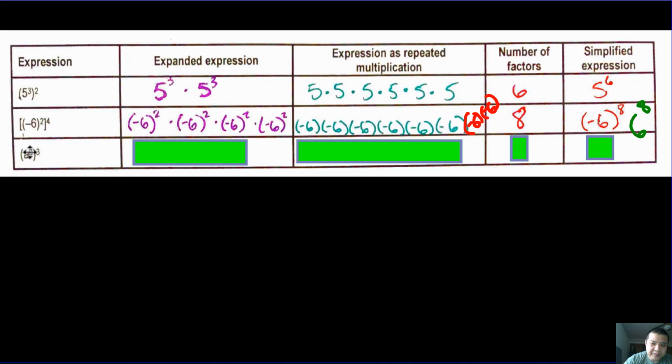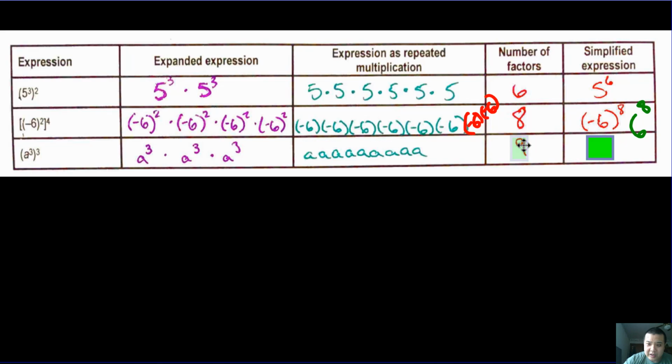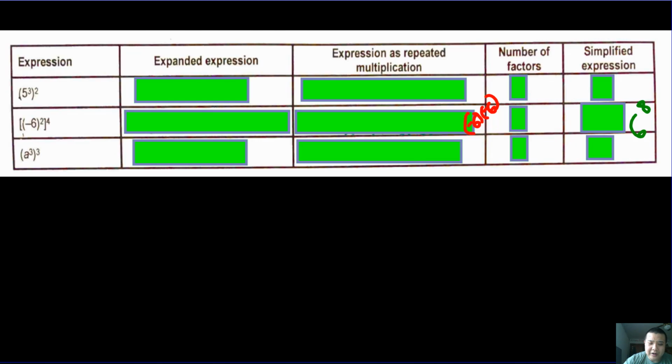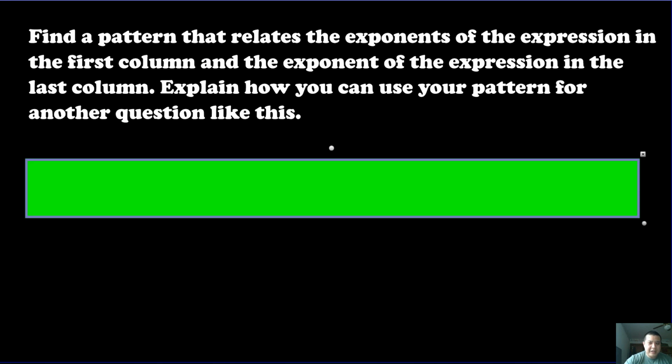A to the third, so that's a to the third times a to the third times a to the third, and now we have 9 a's right here, which means there are 9 factors, a to the 9th. Okay, so it says find a pattern that relates the exponents of the expression in the first column and the exponents in the expression of this last column, and explain how you can use your pattern for another question like this. Okay, so go ahead and try that out on your own.